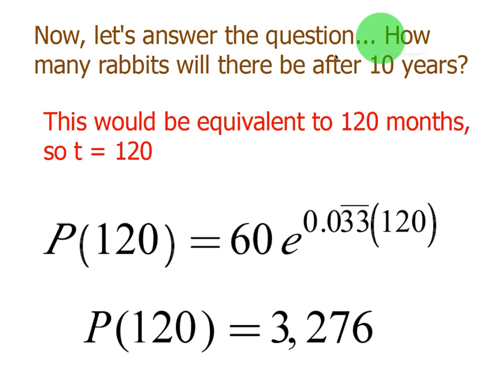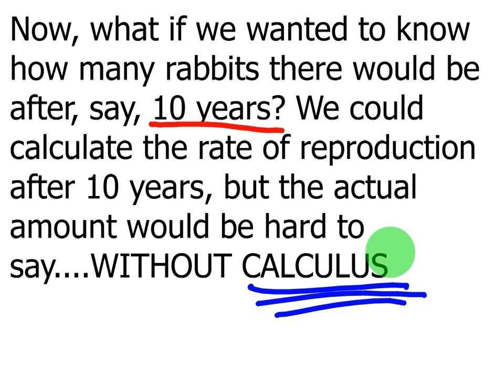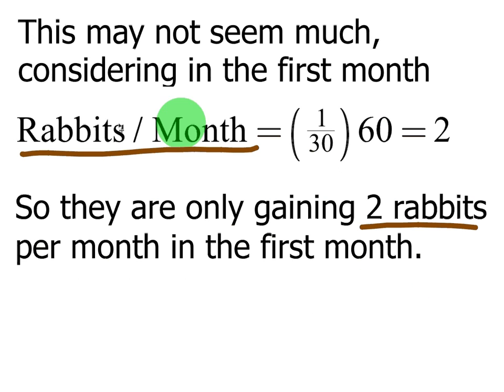So now let's answer the question, how many rabbits will there be after 10 years? Now, if you recall, the rate at which the population of rabbits increases is 1/30th of the current population, and that rate is given in rabbits per month. That was given to us in the original problem. Since it's rabbits per month, we have to convert 10 years to months.